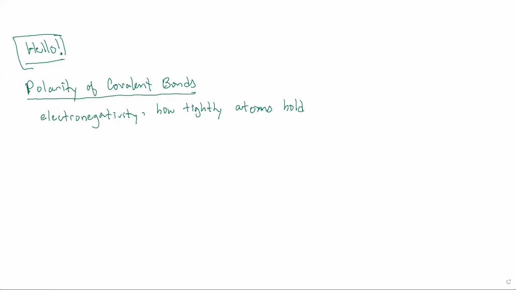So electronegativity refers to how tightly atoms want to hold on to electrons. And again, I'm going to stop reiterating this, but we're really talking about valence electrons because we don't care about anything that's in lower energy shells. So, hold on to electrons.